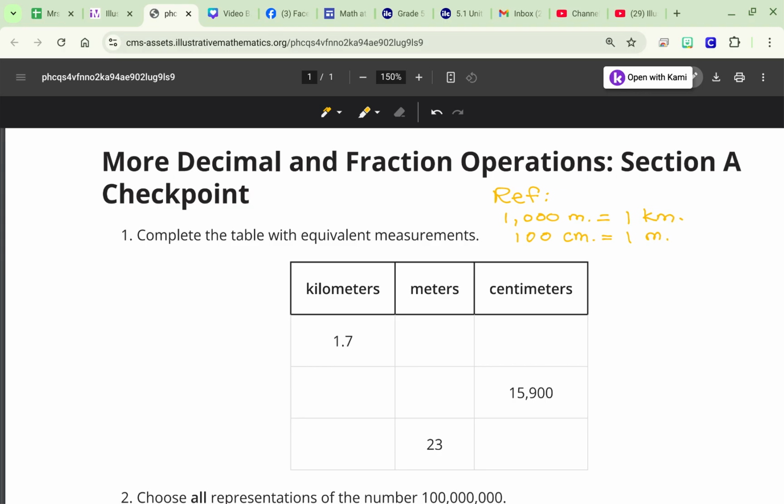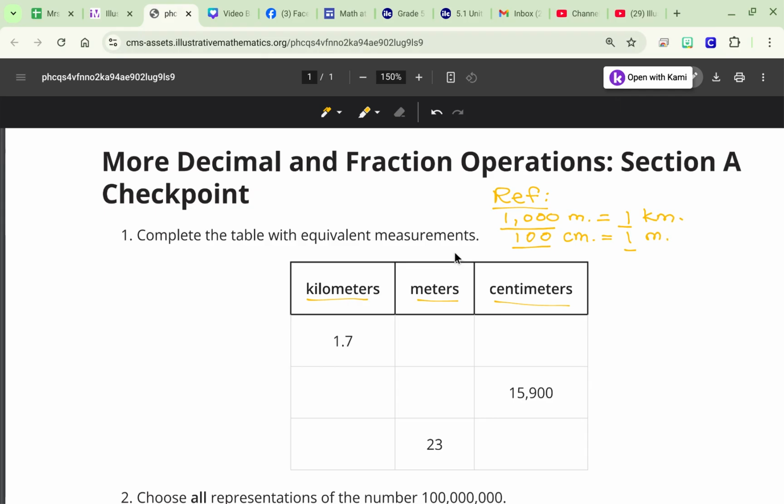I see that this table has kilometers, meters, and centimeters. So what are the relationships between those? Well, I know that there are 1,000 meters in 1 kilometer, and I also know that there are 100 centimeters in 1 meter. So those are the relationships that I'm going to use as I'm converting between kilometers, meters, and centimeters.